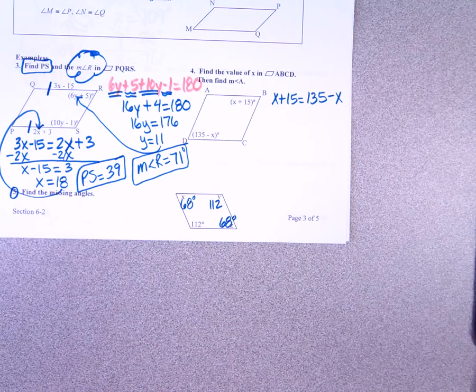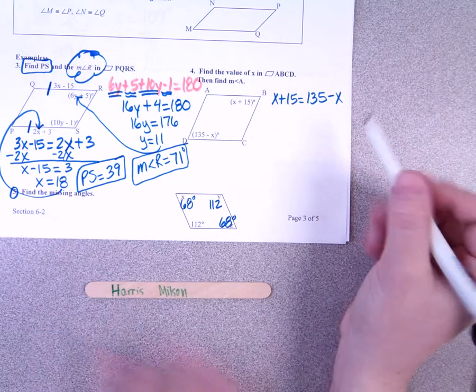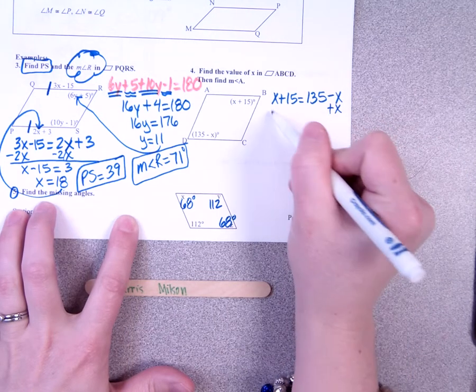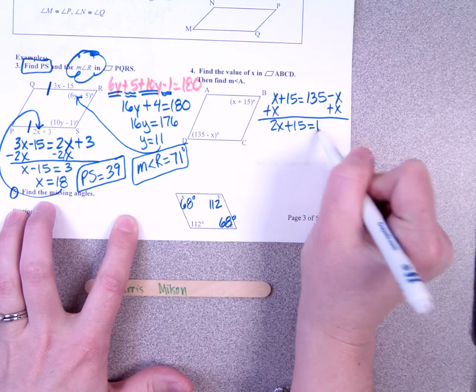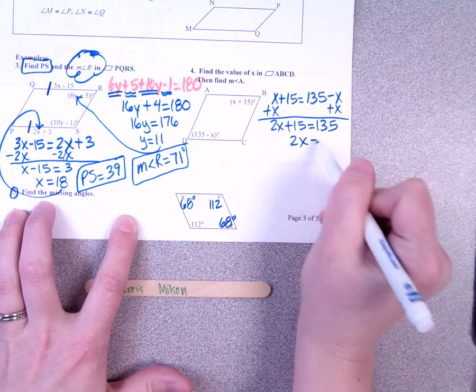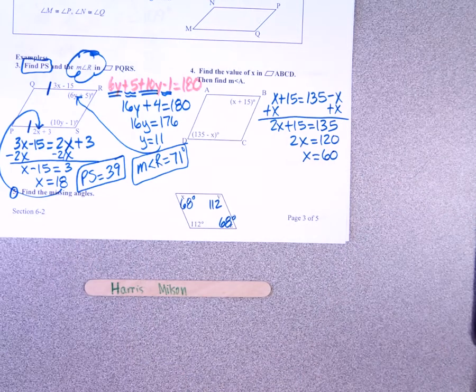And are you guys ready? Okay, and this one goes to Harris. Harris, what'd you get for your x? 60. Yep. So you could move the minus x by adding it. That would be 2x plus 15 is 135. If you subtracted the 15, you'd get 120. And if you divide by 2, you get 60. Now, what did they ask for?